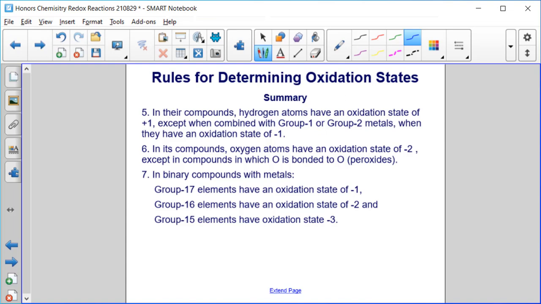6, in its compounds, oxygen atoms have an oxidation state of -2, except in its compounds in which oxygen is bonded to oxygen. Those are called peroxides, and in that case, the oxidation state is -1. 7, in binary compounds with metals, group 17 elements have an oxidation state of -1, group 16 elements have an oxidation state of -2, and group 15 elements have an oxidation state of -3.